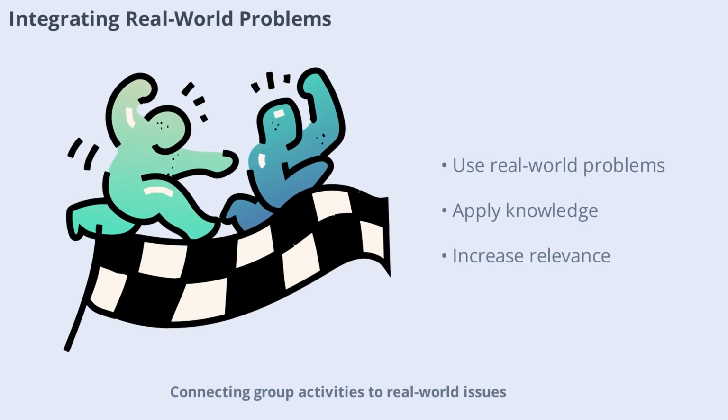Connecting group activities to real-world issues makes learning more relevant and engaging. Present students with authentic problems to solve, such as community challenges or current events. This approach encourages students to apply their knowledge, think critically, and see the impact of their learning beyond the classroom.